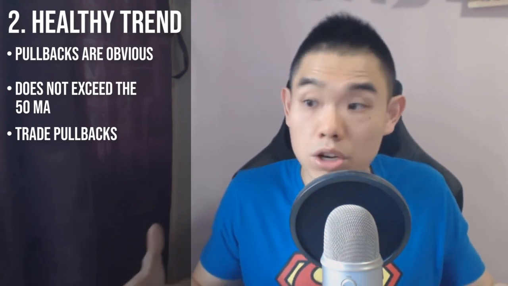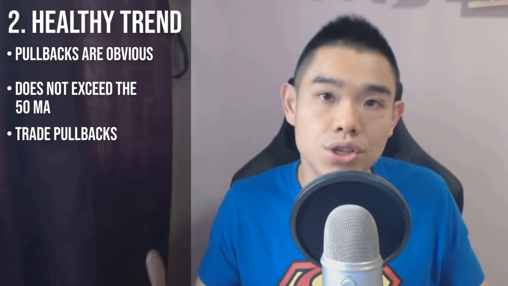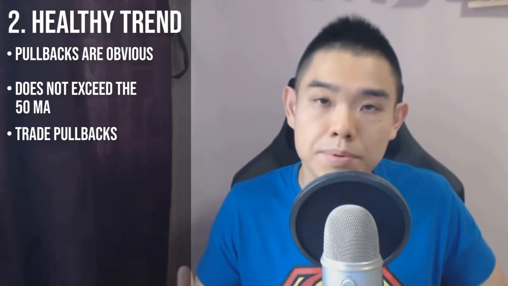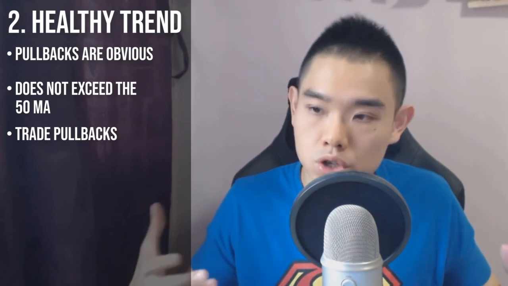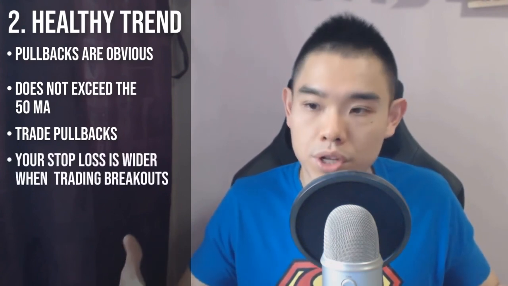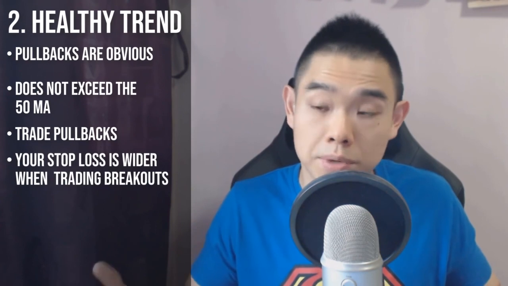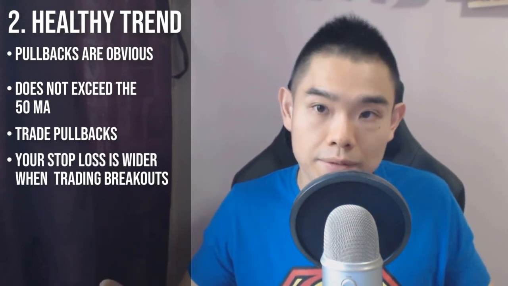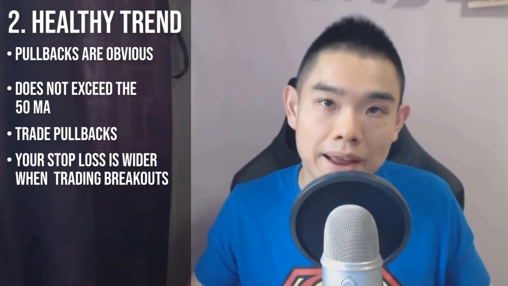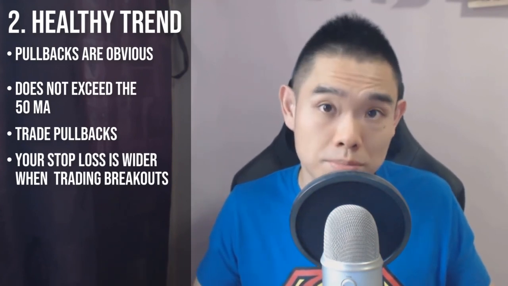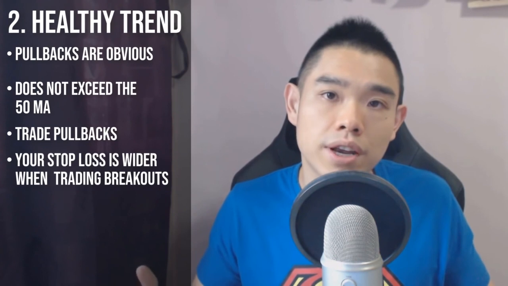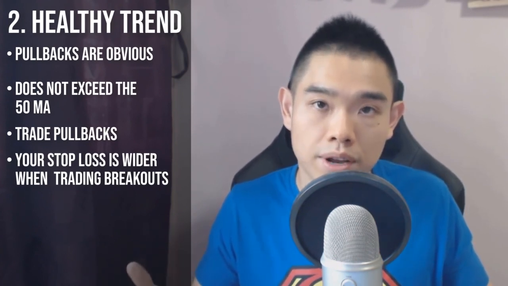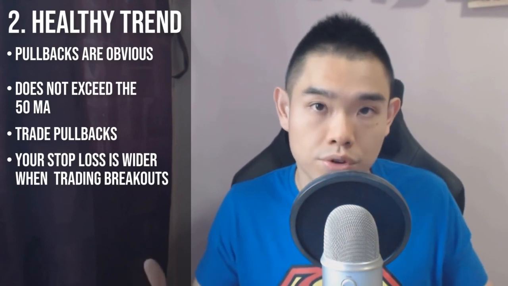What about breakouts? Can you buy breakouts in a healthy trend? Yes, you may, but bear in mind that if the retracement comes, it's going to be deeper than in a strong trend. This means your stop loss should be wider. You need a wider stop loss if you want to trade breakouts, because if you buy the breakout and your stop loss is just below it, and it pulls back towards the 50 MA, you're going to get stopped out. So if you want to trade breakouts in a healthy trend, ideally your stops should go below the previous swing low in an uptrend and above the previous swing high for a downtrend.